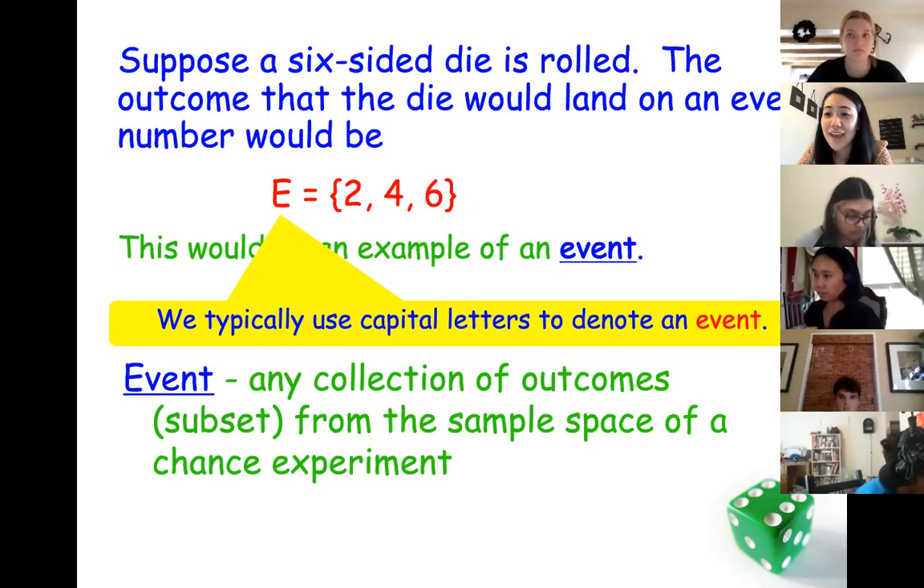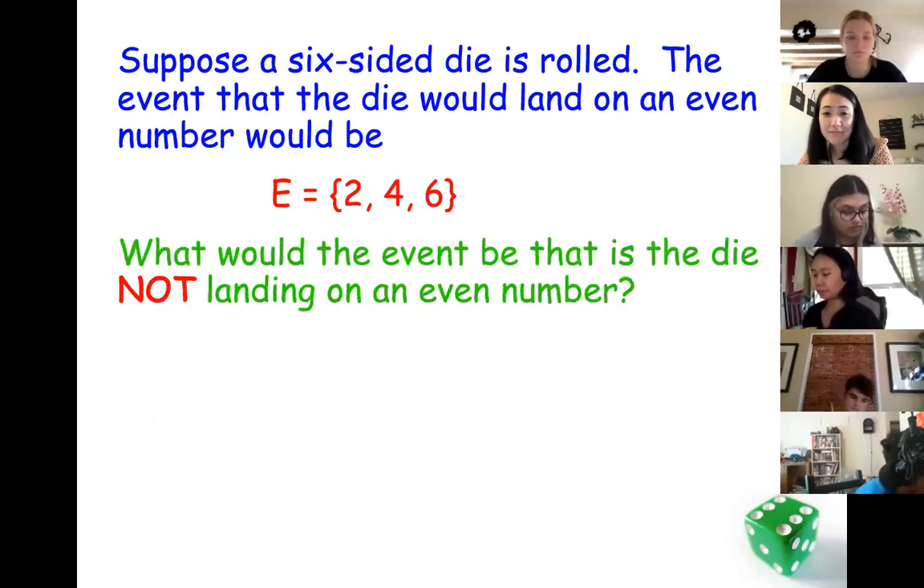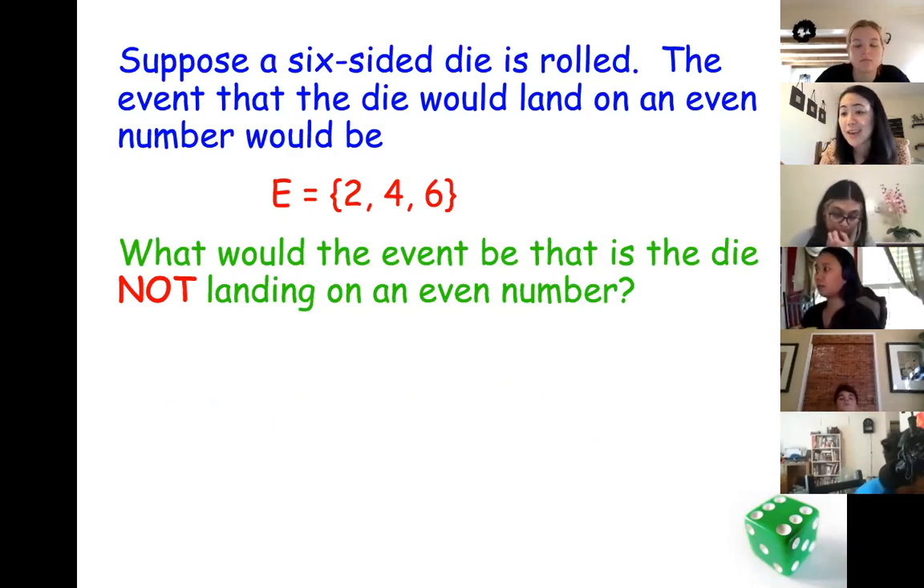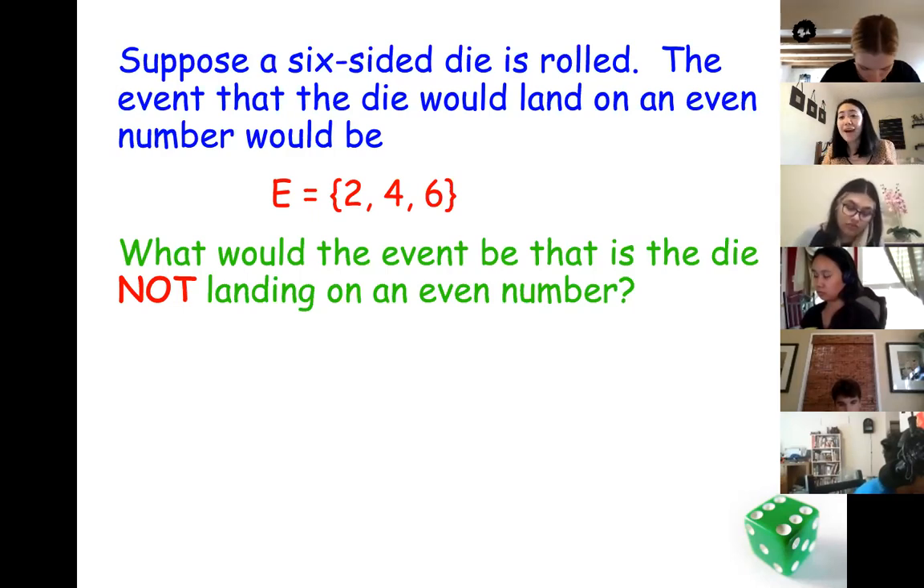All right, now let's say I want the opposite. Let's say I want to know what outcomes would be in the event that the die is not an even number. What outcomes would be in the event that the die is not an even number? What do you guys think? What outcomes? Not an even number. One, 3, 5. Good, yes, 1, 3, 5.